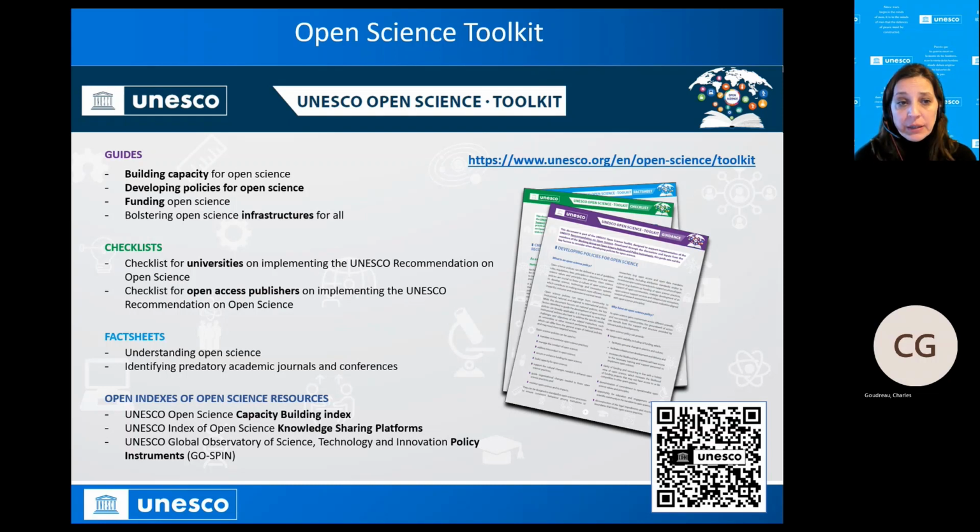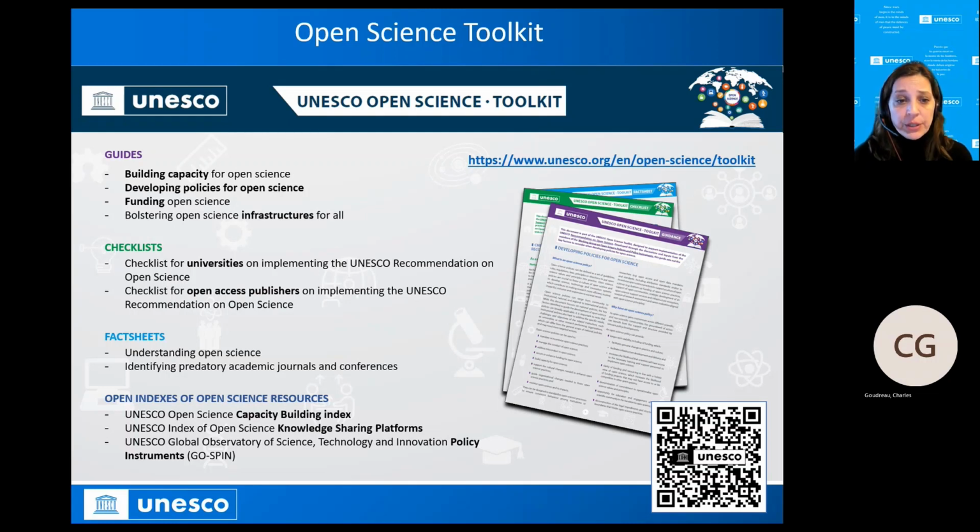We have provided guides for building capacity, developing policies for open science, funding for open science, and for bolstering open science infrastructures. As I said, these guides have been produced with the help of the working groups that are open-ended and open for all. And again, I do invite everybody who is interested, if you are not already part of these working groups, to join them because they really do help us define some of the issues and then also address them through different means.